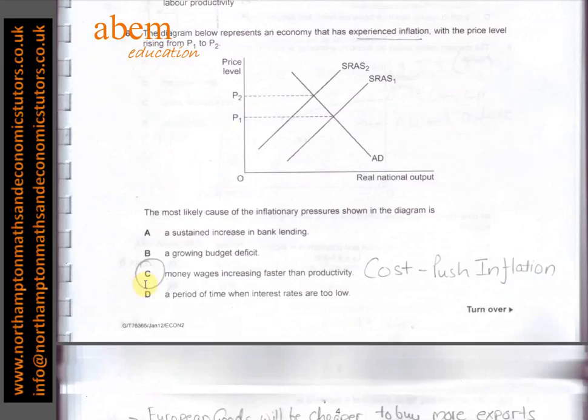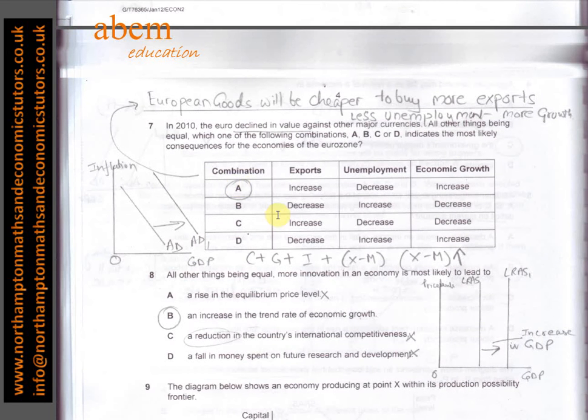In question number 6, C is the answer because of cost push inflation. In question number 7, A is the answer. I've said European goods will be cheaper to buy, more exports, less unemployment, more growth.